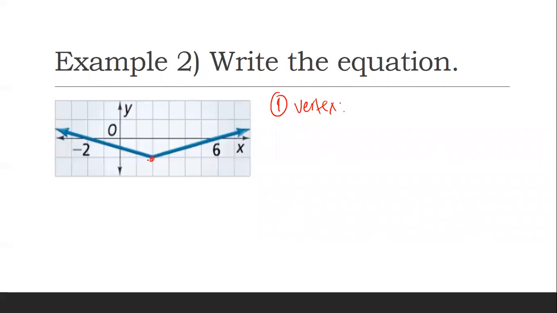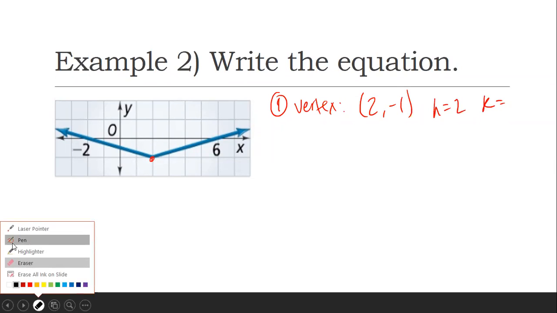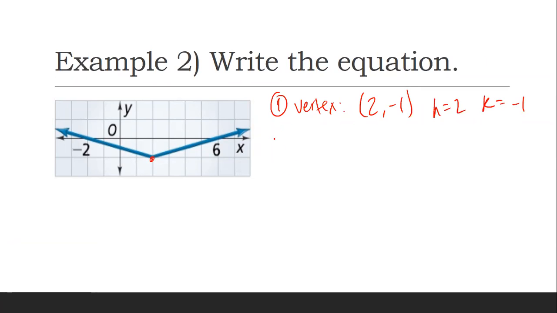So my vertex, it's at 2, negative 1. So therefore, h equals 2, k equals negative 1. Okay, and then 2, identify your slope of the right side. So rise 1, that's a positive 1, and run 4, that's another positive. So my slope equals 1 over 4. So my a equals 1 over 4.